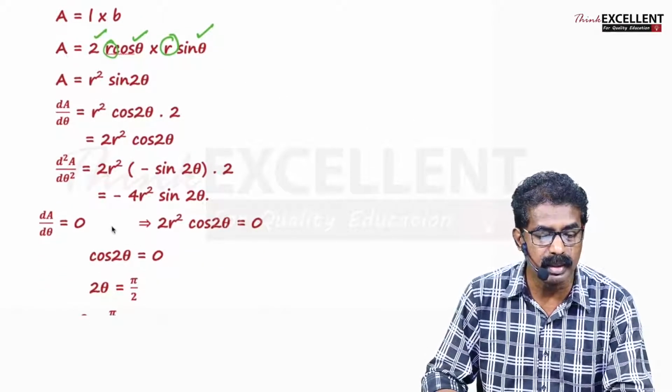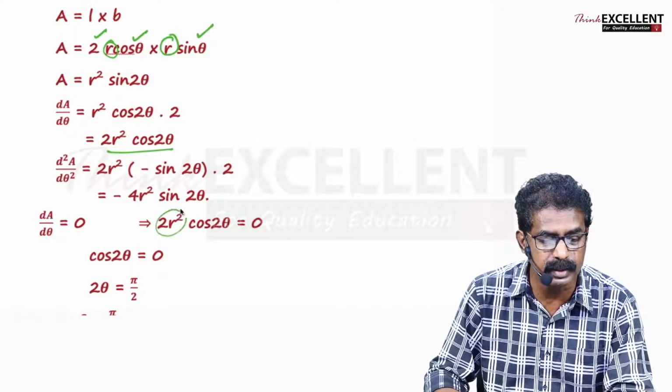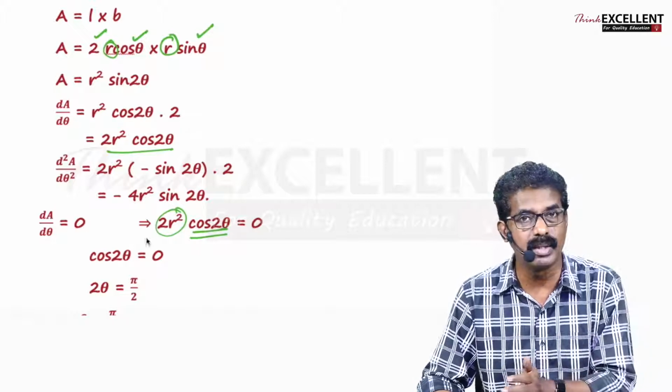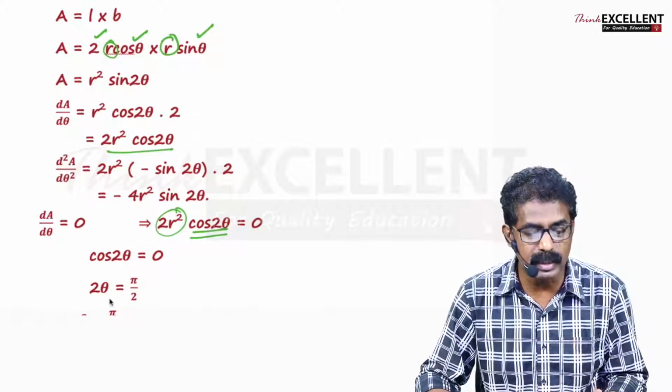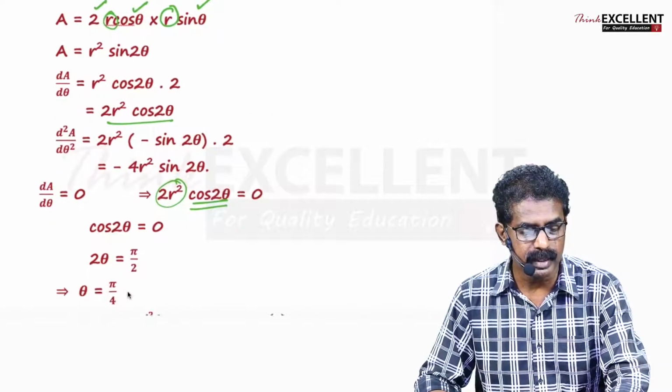So now equate the first derivative with 0. This is first derivative. 2r square cannot be 0. Only possibility cos 2 theta is 0. Cos which angle is 0? Cos 90 is 0. So 2 theta is 90. Theta is 45. Pi by 4. Right? Theta is pi by 4.